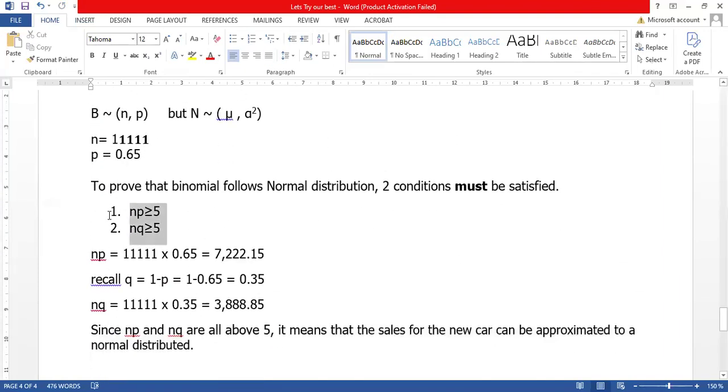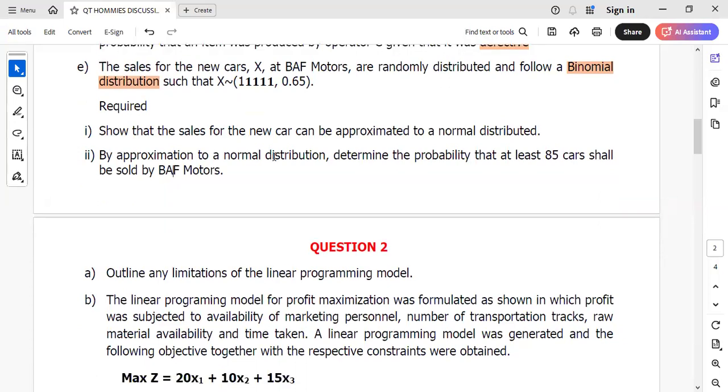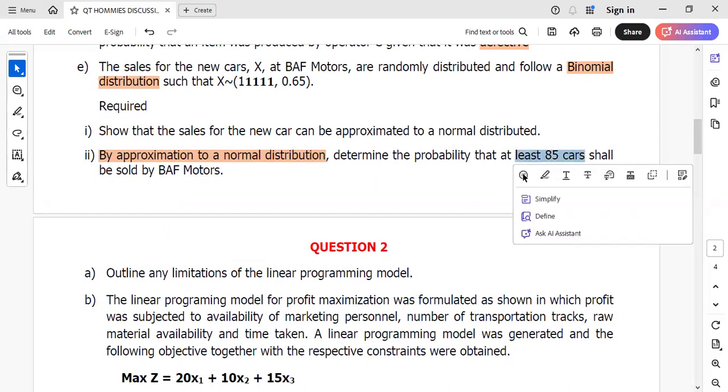So you need to recall this. If you find that one of these is below 5, then it implies that you cannot approximate to normal distribution. Then part B, or Roman 2: by approximation to a normal distribution, determine the probability that at least 85 cars shall be sold by BAF Motors. At least means that figure is inclusive.